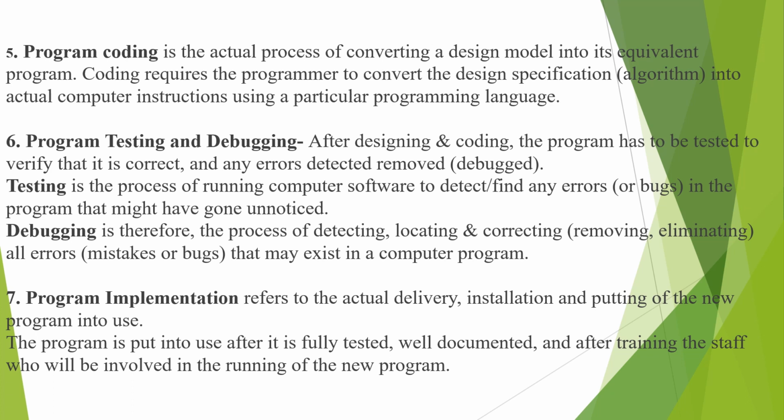Looking at this, we can use an example of a more complex program. Let's say, for example, you're designing a program for apparel design that you want to implement in the company. Once you have followed all the steps, now you want to implement and deliver the program to your client. After it is fully tested and well documented, you start training. The staff will be involved in running the program. That's now what we say implementation.